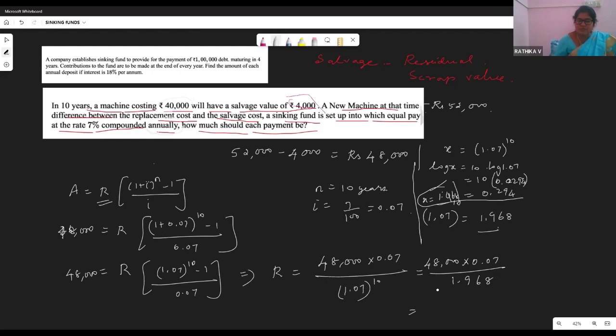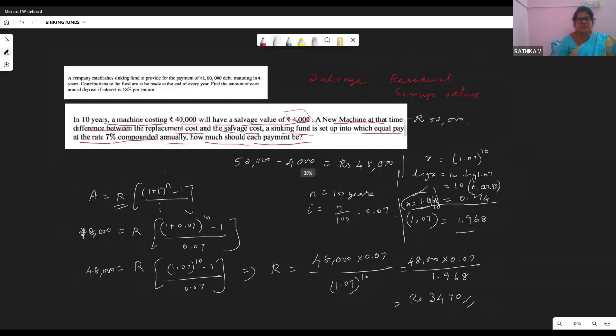This value is now rupees 3,470. This year they plan not to give the log table, so they are giving all the values, and we are going to apply those. Sinking fund calculation is a very, very simple concept. And there is another question. The same concept you can apply and try this answer; I have just given you this part.